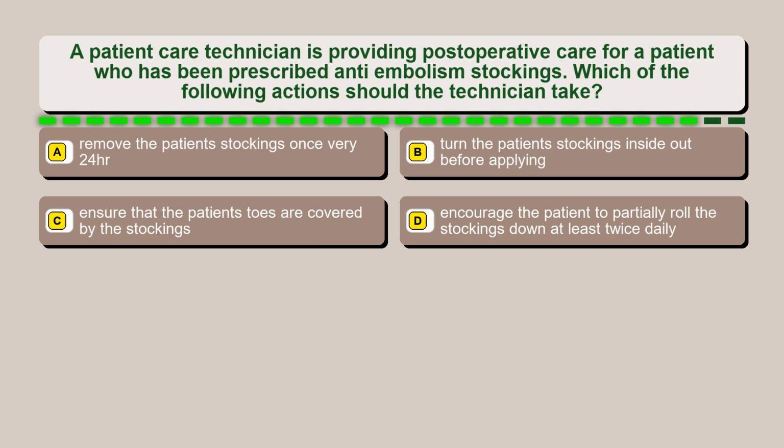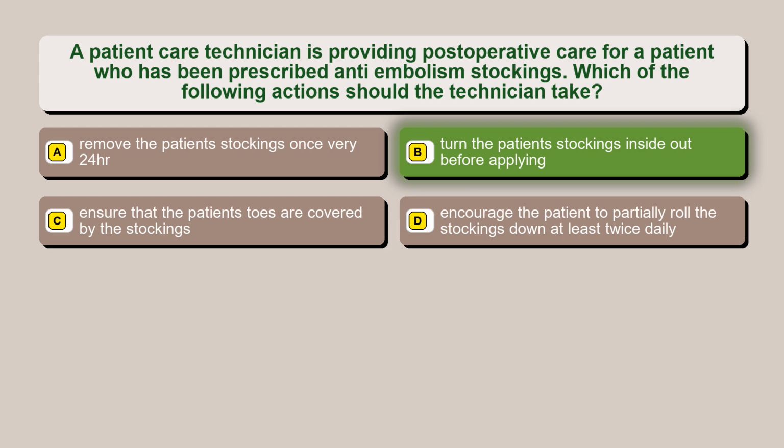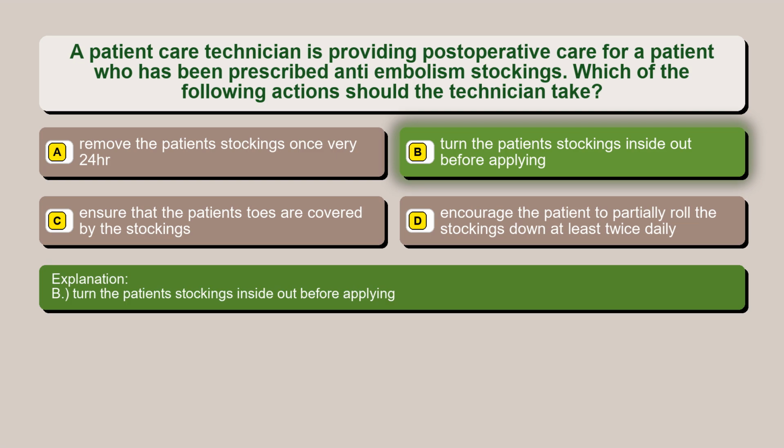A patient care technician is providing postoperative care for a patient who has been prescribed anti-embolism stockings. Which of the following actions should the technician take? Option A, remove the patient's stockings once every 24 hours. Option B, turn the patient's stockings inside out before applying. Option C, ensure that the patient's toes are covered by the stockings. Option D, encourage the patient to partially roll the stockings down at least twice daily. The correct answer is option B, turn the patient's stockings inside out before applying.